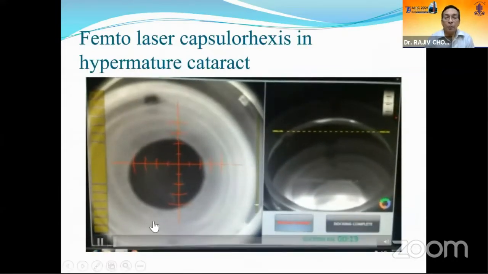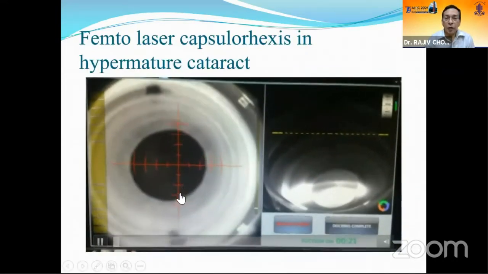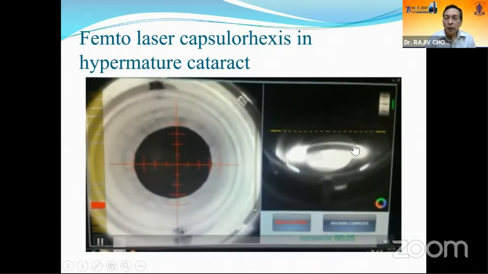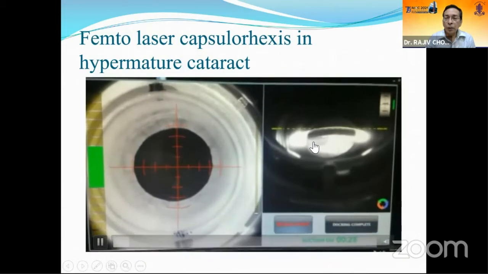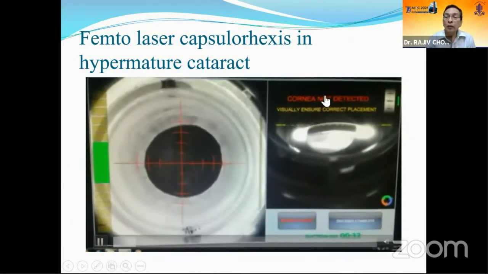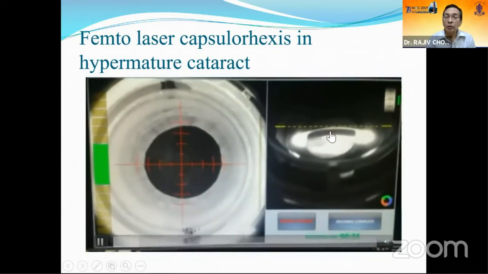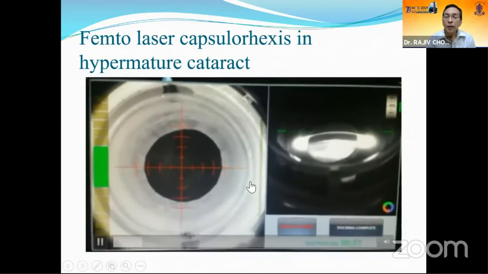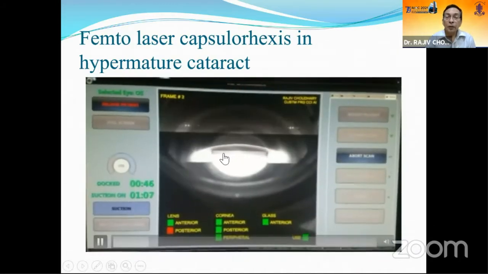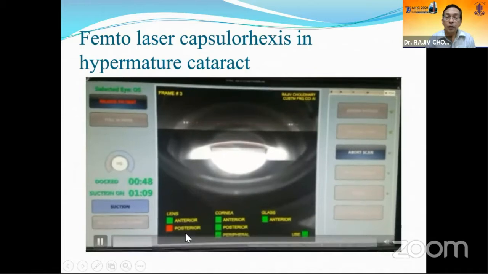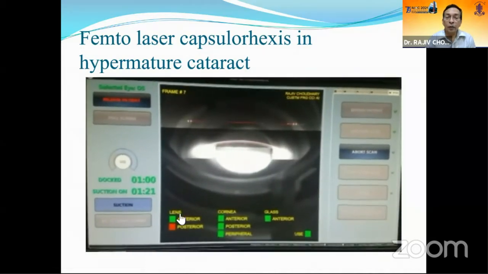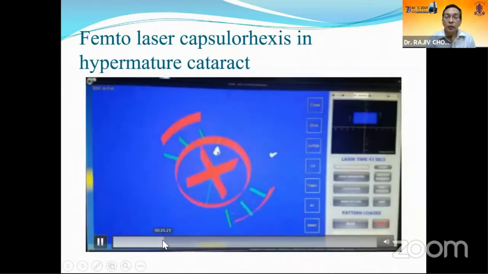This is a hypermature cataract on the LENSAR machine. This is the pupil. This is the corneal plane. This is a Scheimpflug imaging system. It automatically sees the density of the nucleus also. Once you are docked, if the cornea is not detected, you just shift it up. The machine guides you through each parameter. The machine is taking multiple images, and this is the planning.